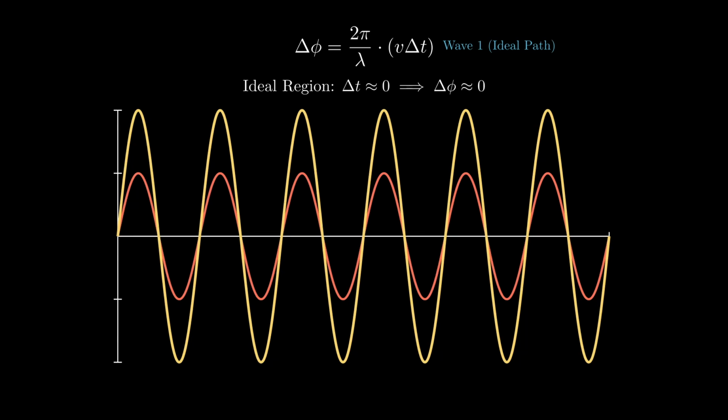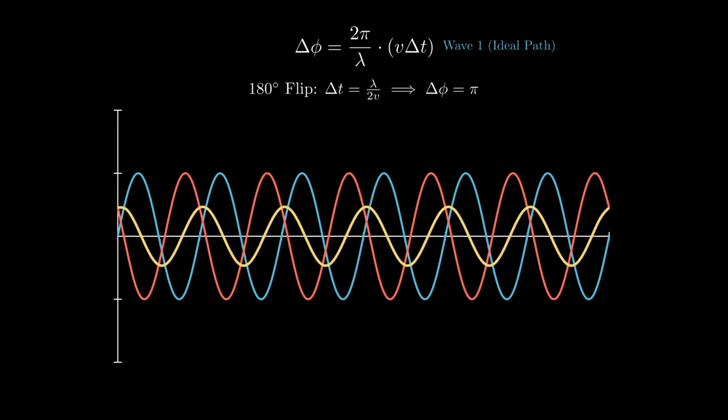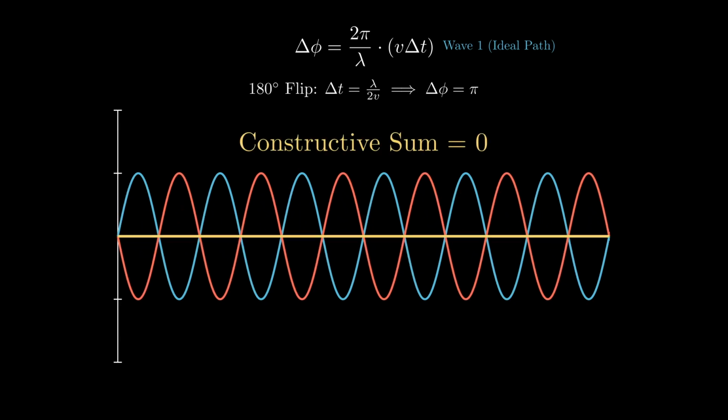Now, what about in regions where Fermat's principle does not apply? Over there we are going to notice a 180-degree flip due to difference in time, and hence difference in their phases is also going to be equal to pi or 180 degrees. So the consecutive sum is going to be equal to 0, and hence we don't notice a net wave. So they really just cancel out each other and we don't see a wave over there.